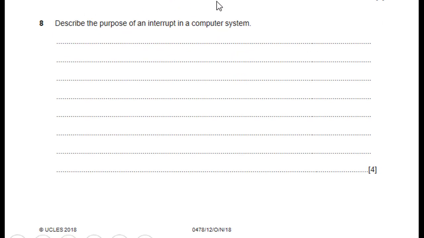Now we need to describe the purpose of an interrupt in a computer system. This links to the operating system. An interrupt is very similar to an interrupt in real life. If I was doing something and I was interrupted, I would have to stop what I was doing, go work on something else for a little while, and then come back.